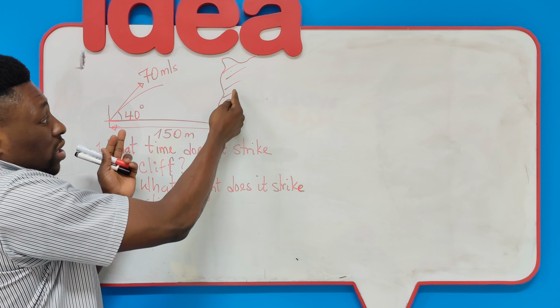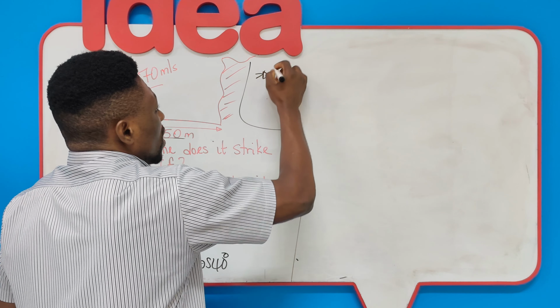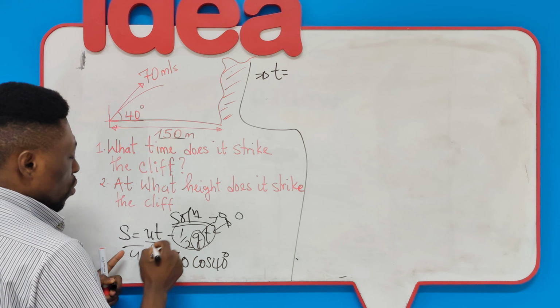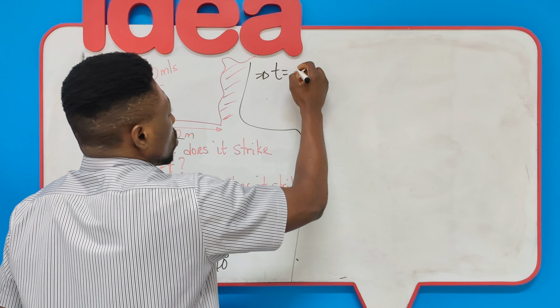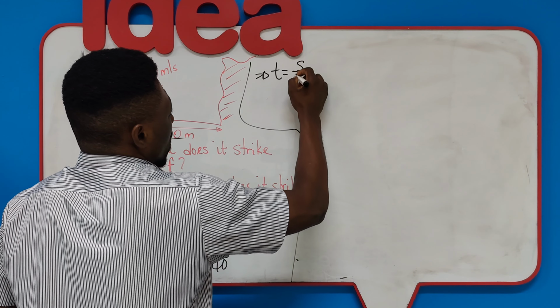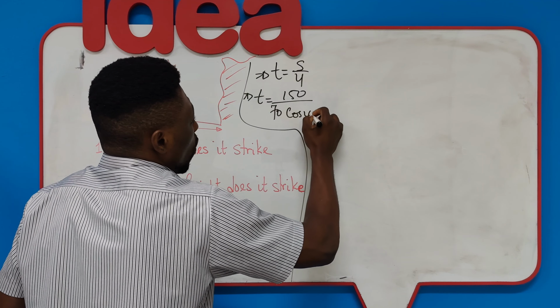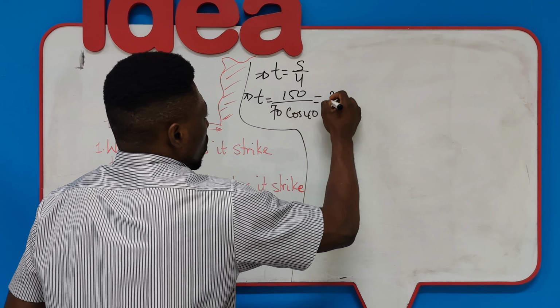So with this in mind, we have this distance, which is 150, we have u, which is this, and we can look for t. So we proceed to say, therefore, t is going to be equal to what, from this equation? Divide both sides by u. We will have that t equals s divided by u. Let's substitute: s, which is 150 meters, divided by u, which is 70 cos 40 degrees. If you punch this correctly, this should give you approximately 2.8 seconds.